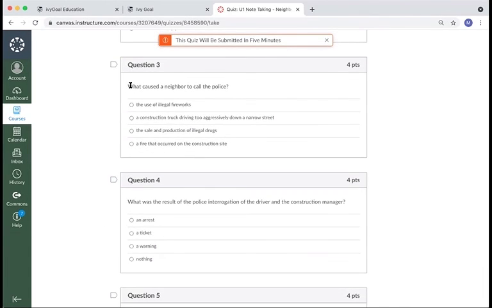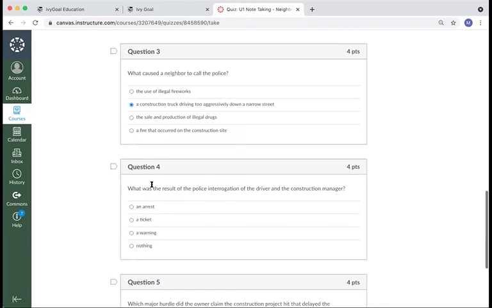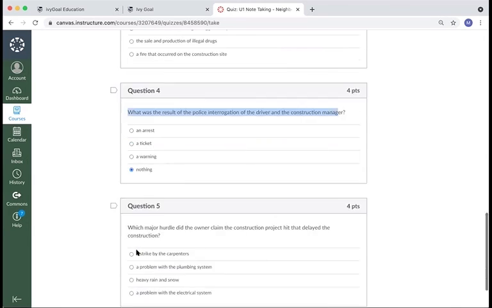Benjamin, what caused a neighbor to call the police? A construction truck driving too aggressively down a narrow street. Good. All right. Jeremy, what was the result of the police interrogation and the construction manager? Nothing. There's nothing. Trick question.